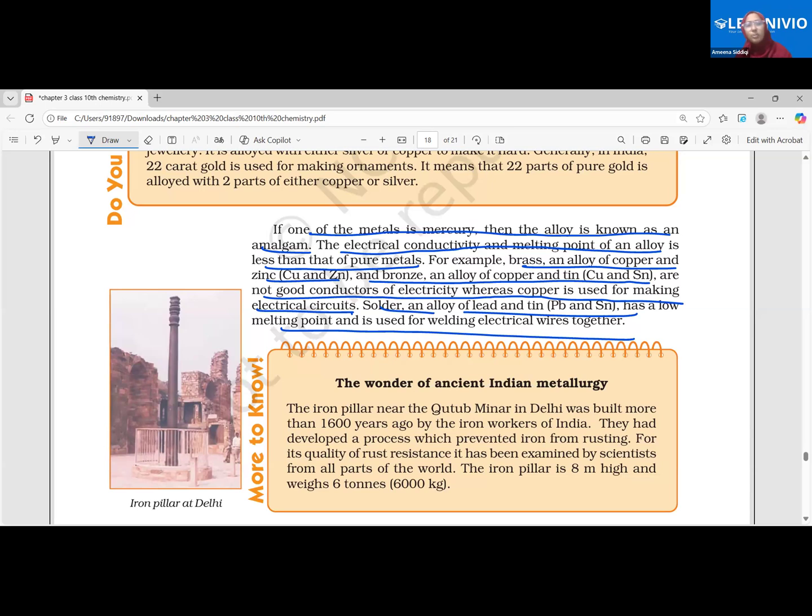So now can you tell me the components of stainless steel? Stainless steel is an alloy. Can you tell me the components here? Stainless steel.